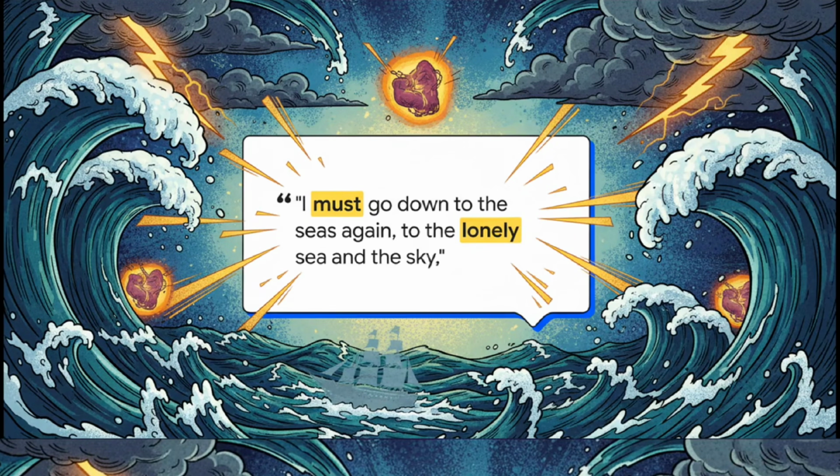So the poem begins, "I must go down to the seas again, to the lonely sea and the sky." Now listen carefully to those words. The poet doesn't say, oh, I want to go, or I would like to go. He says, I must go. You see, this is not just a simple wish, it's a compulsion, a deep, powerful need that he cannot deny.